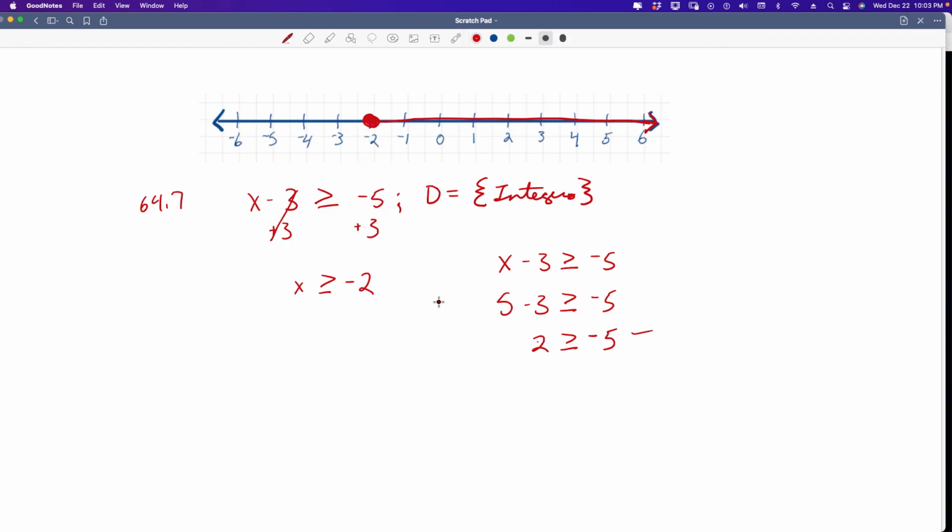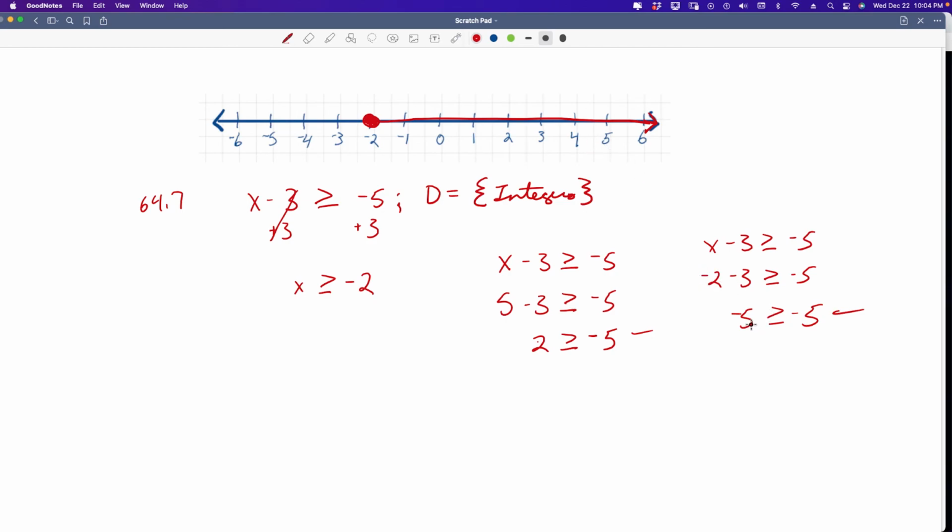All right, well, what about negative 2? Let's pick the very number we started with. So if x minus 3 is greater than or equal to negative 5, and we put negative 2 in here, negative 2 minus 3, that's negative 5, is actually equal to negative 5. So that's also correct. So that's why we started with negative 2, and we included every number to the right because these are all greater, and when we sub in any one of these numbers on the number line, it is going to give us a true statement.